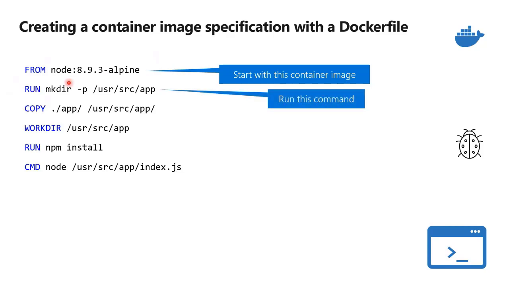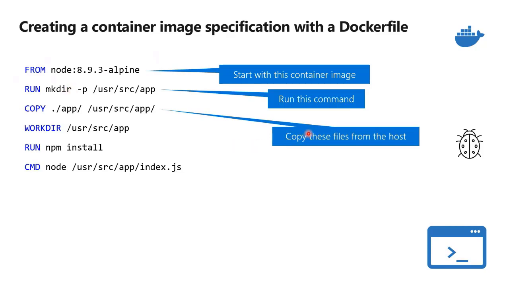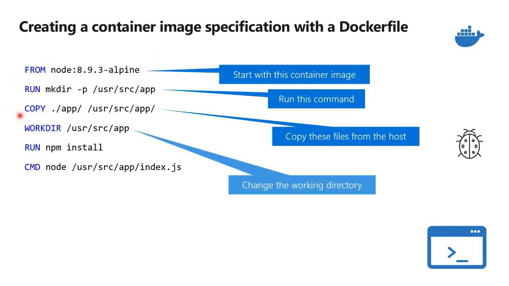Then we begin to have instructions. For example, we have a RUN instruction here. What this RUN instruction is doing is running this command within the image. In this case, we're just running mkdir, making a directory, and we're going to be creating that directory. But after that, we have another instruction, which is the COPY instruction. This instruction is used to copy files from the host. So in this case, maybe the application that the developer is building is stored in that location on the host itself, and we want to copy that application from the host into a container image. That's what the COPY instruction is used for in this case.